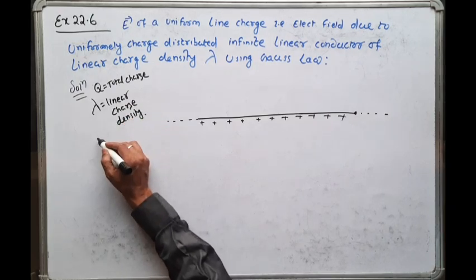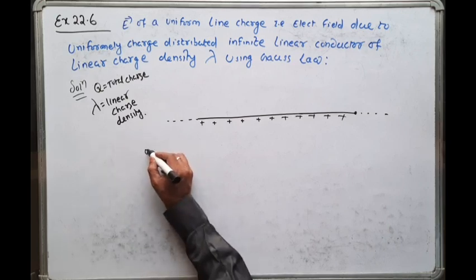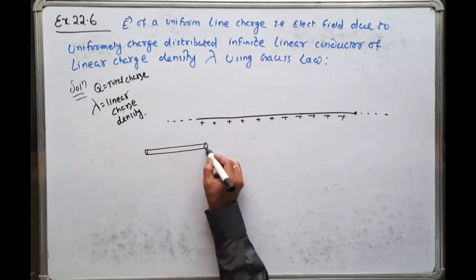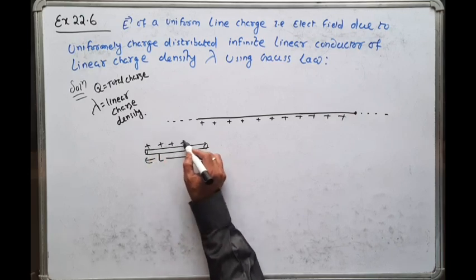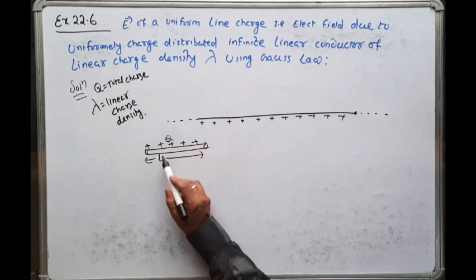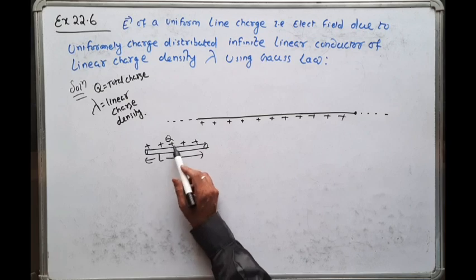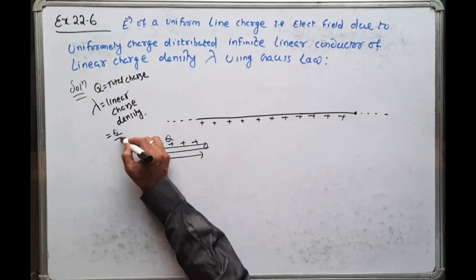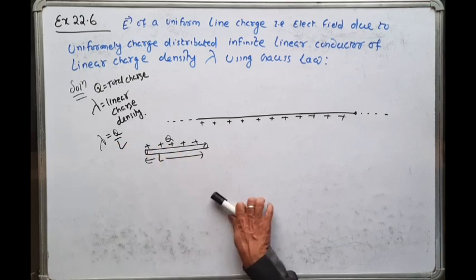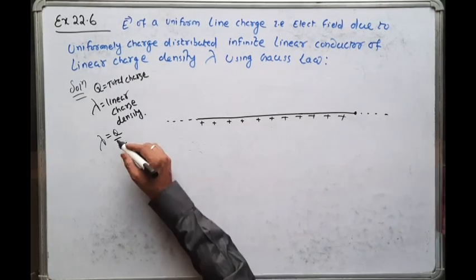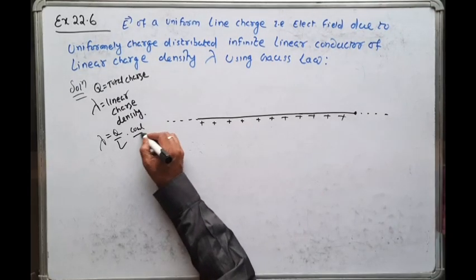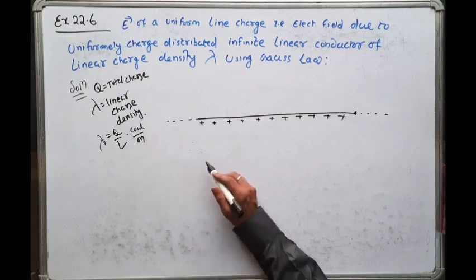What is the linear charge density? Suppose you take a conductor like this, and the length of the conductor is L, and total charge is equal to Q. It is uniformly distributed. For L length, total charge is Q. For unit length, the charge is equal to Q by L. So that Q by L is called linear charge density. What is the unit? Unit is coulomb per meter. So this is the linear charge density formula.